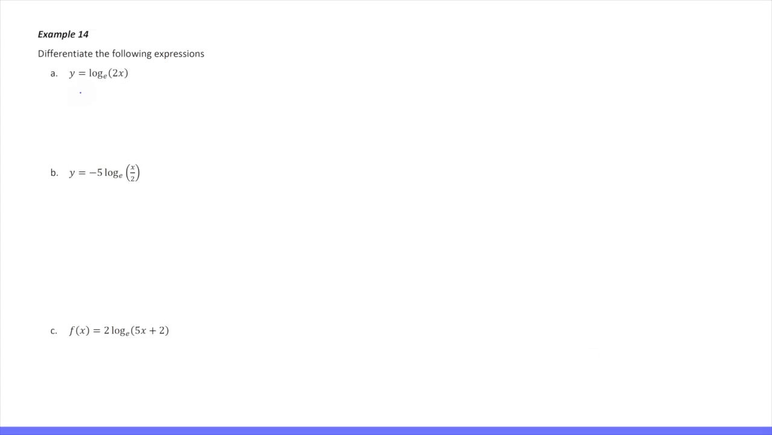Let's apply this to some examples. Example 14, differentiate the following expressions. So all we want to do is recognize what our inside function is. Although I can see that the inside is just a 2x, which means it will differentiate to 1 on x, if I want to use my general rule, which is always the easiest way to go about this, that is g dash of x divided by g of x. So that will equal 2 over 2x. The 2's will cancel out to give me 1 on x.